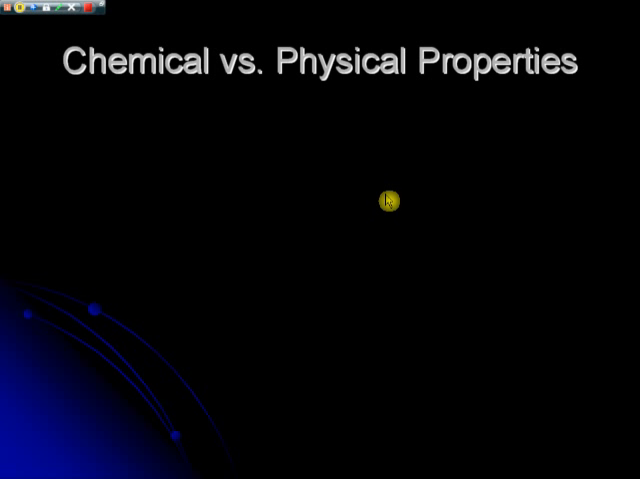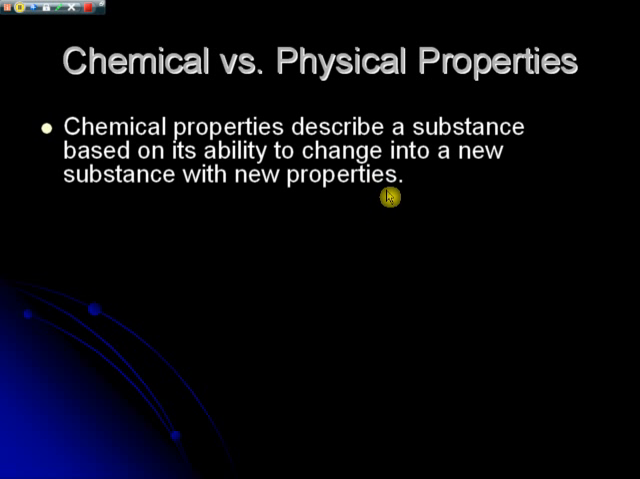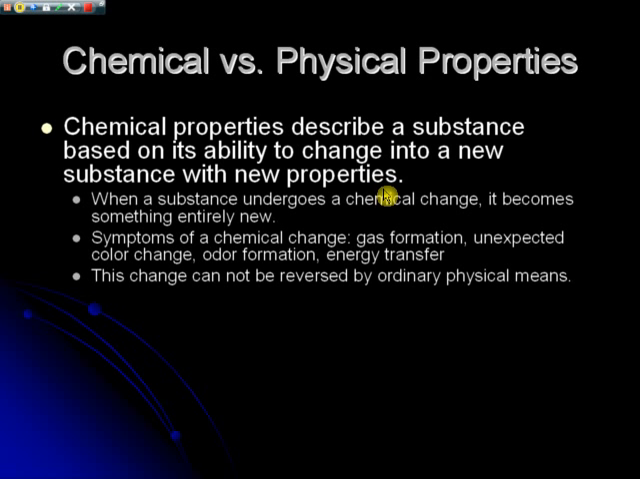Now, what's the difference between chemical and physical properties? Chemical properties describe a substance based on its ability to change into a new substance with new properties. And we're going to investigate chemical properties more in depth later on. But when a substance undergoes a chemical change, it becomes something entirely new. When wood burns, for example, it's no longer wood, it's something different. Symptoms of a chemical change include gas formation, unexpected color change, odor formation, or energy transfer.